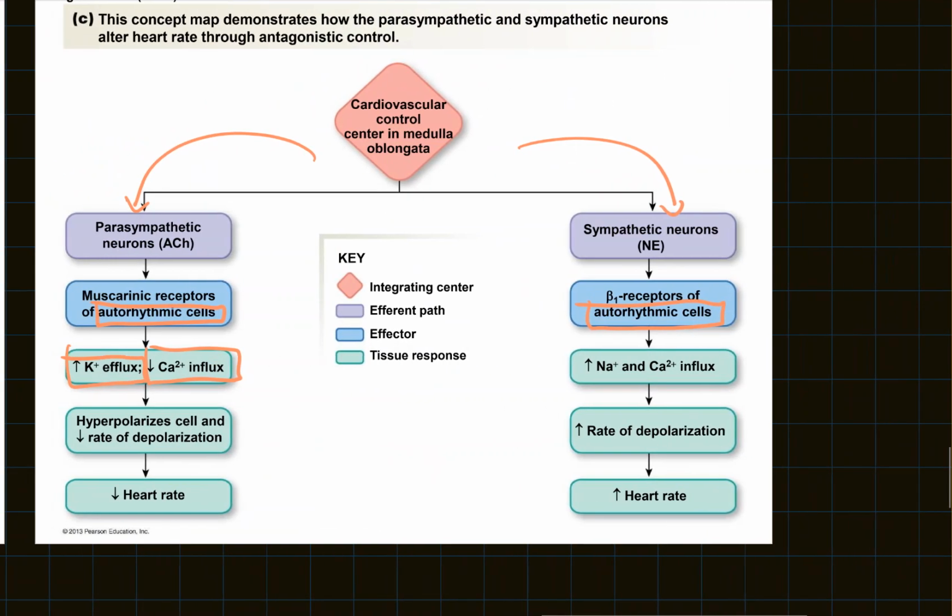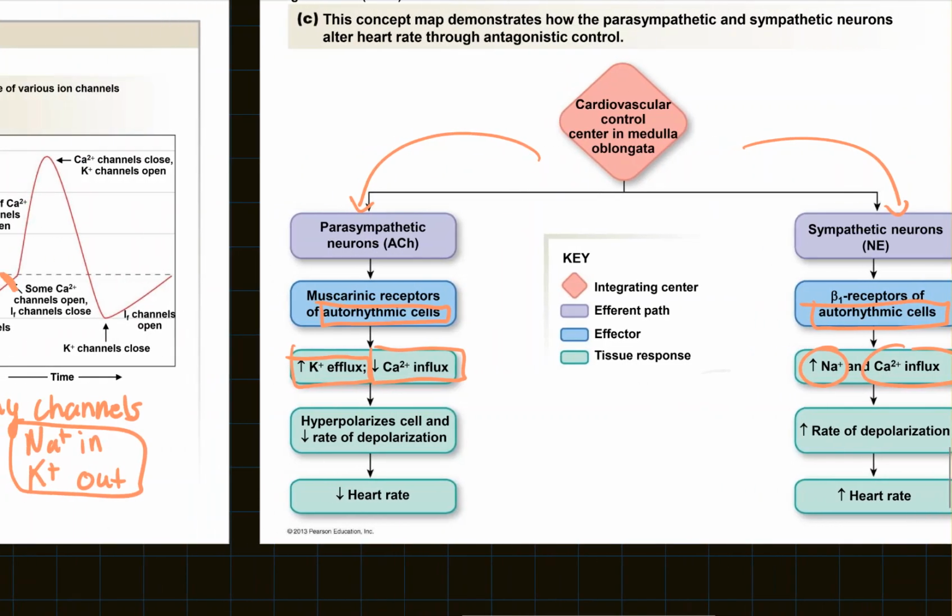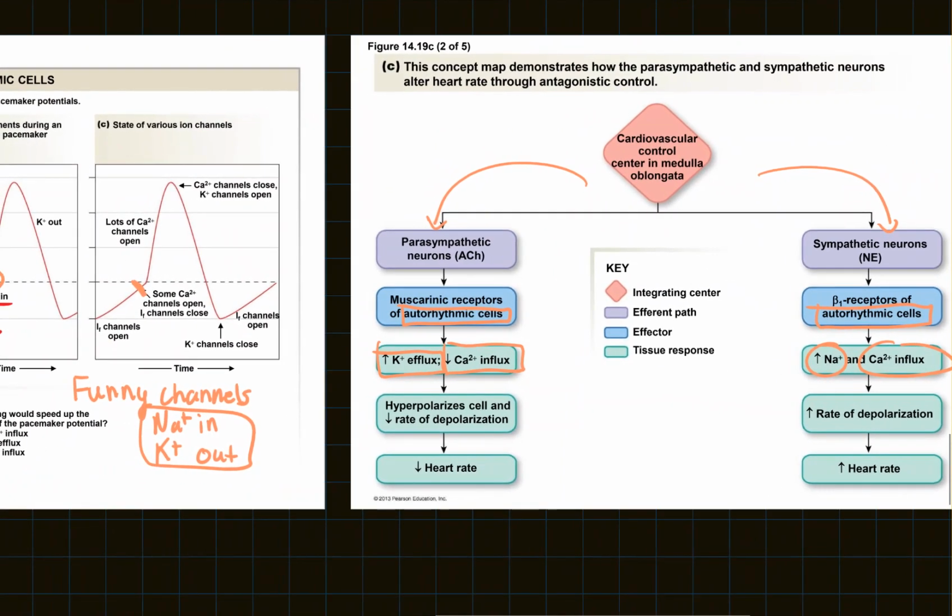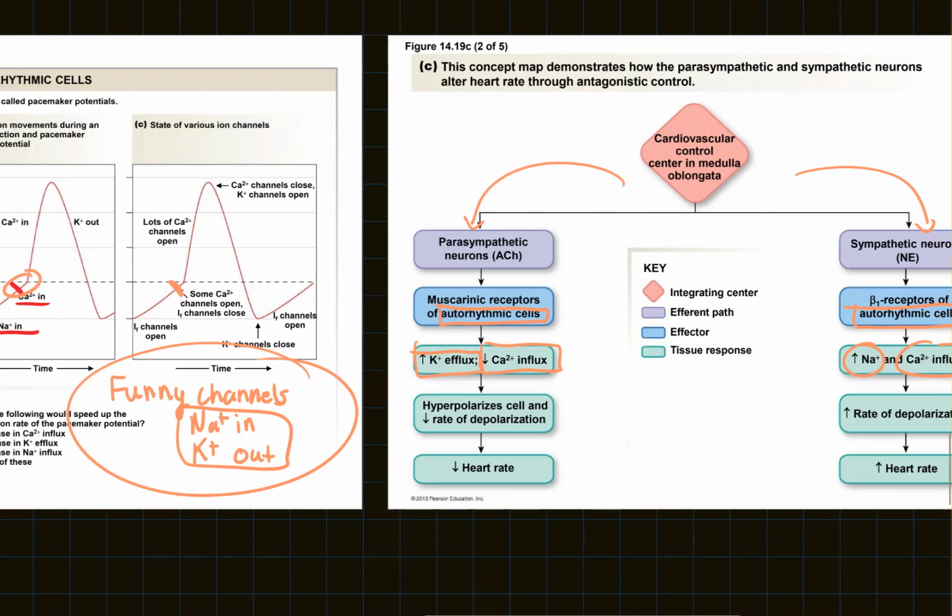And then on the sympathetic side, it is still targeting the autorhythmic cells. It's targeting the sodium through the funny channels and then those calcium channels as well. And that is norepinephrine or epinephrine that's doing that. So the main clarification I want you to take away from this is, again, the role of the funny channels and what ions they actually move.